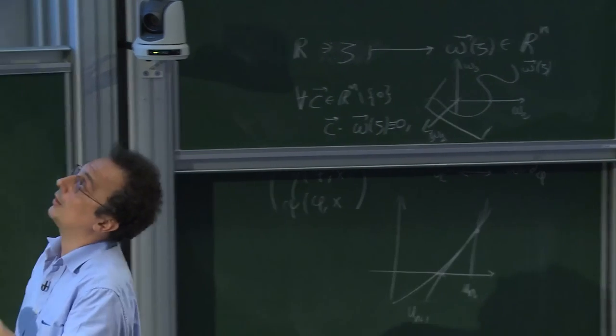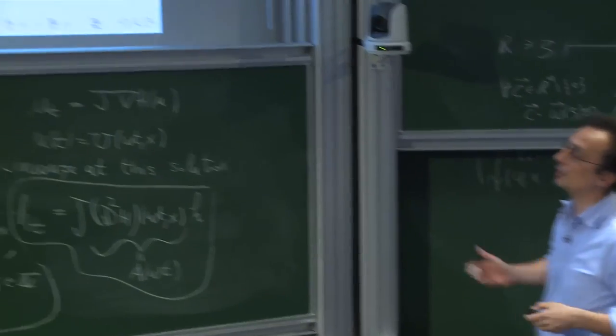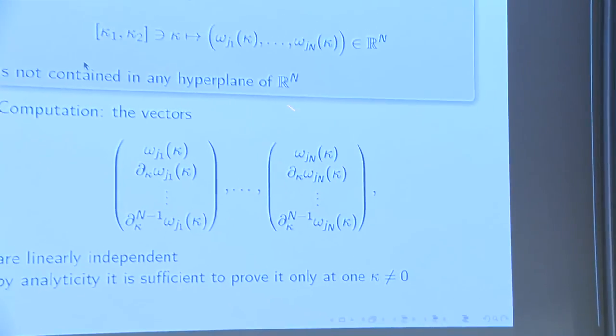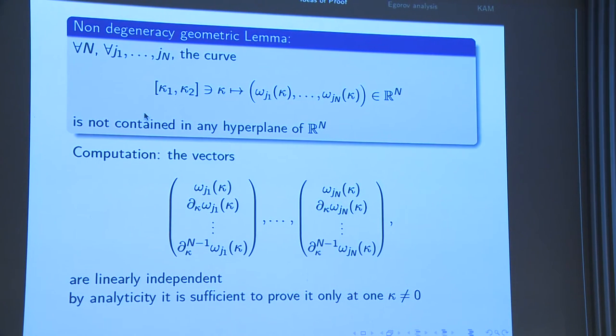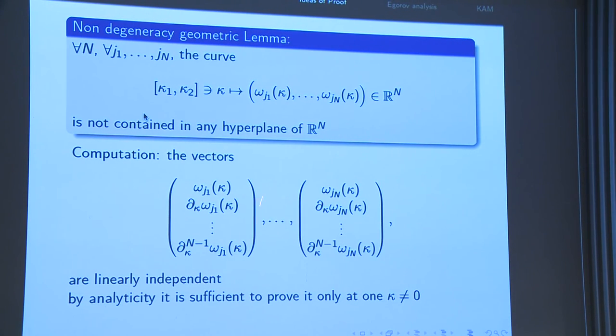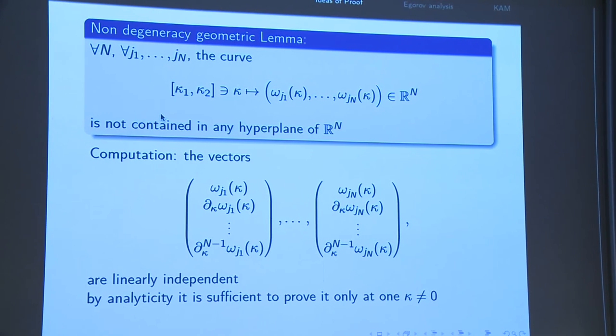And the proof in this case, in fact, is a computation. One takes the frequency vector, and one shows that it is not contained in any hyperplane. And one shows that these vectors, obtained by differentiations, are indeed linearly independent.